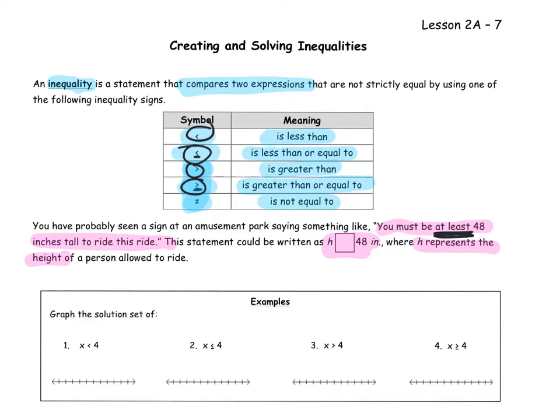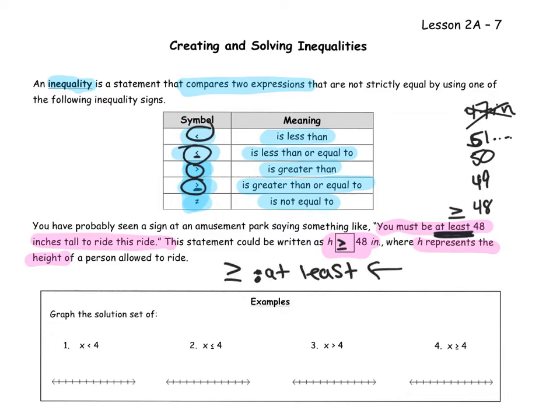At least is always greater than or equal to, right? You need to be at least. So you could be 48 inches tall. You could be 49 inches tall, 50, 51. Hopefully you see my point here. But you could not be 47 inches. You wouldn't make the cut. So at least is greater than or equal to. I would write that down. Okay, and I just wrote that here.